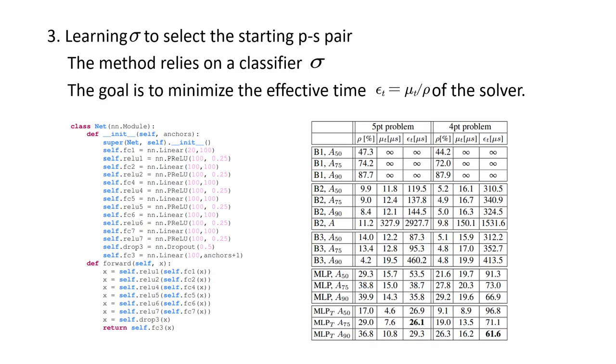And the third step of the offline training stage is learning sigma to select the starting PS pair. The method relies on a classifier sigma. The goal is to minimize the expected time of the solver, and mu t is the total time.